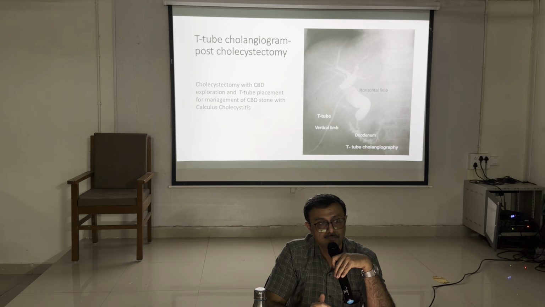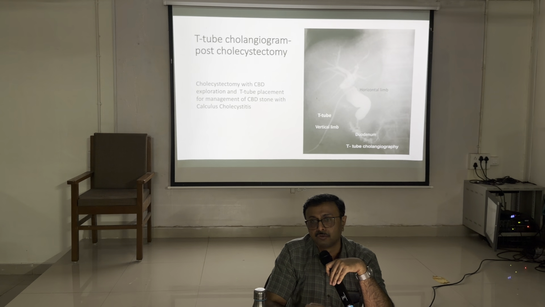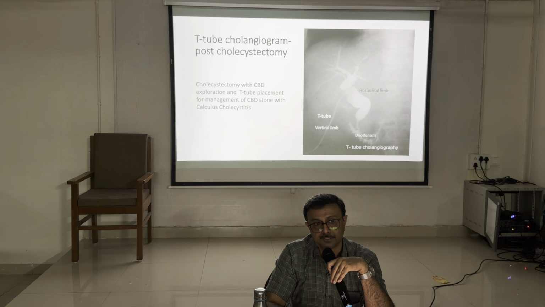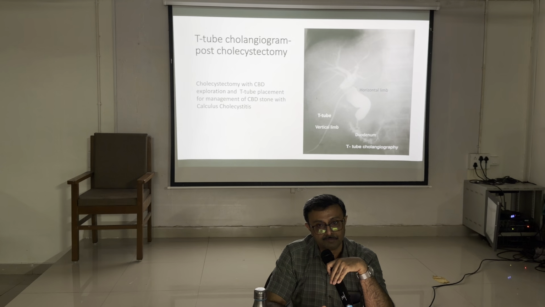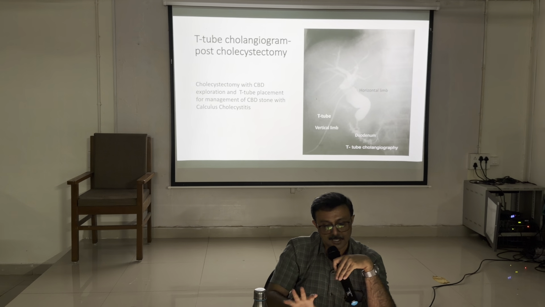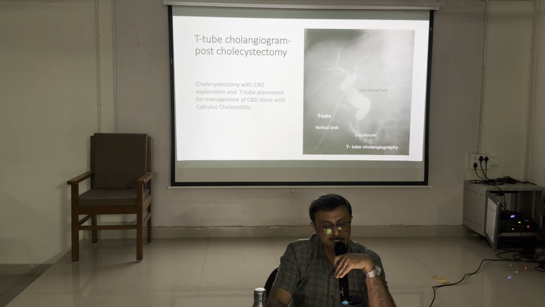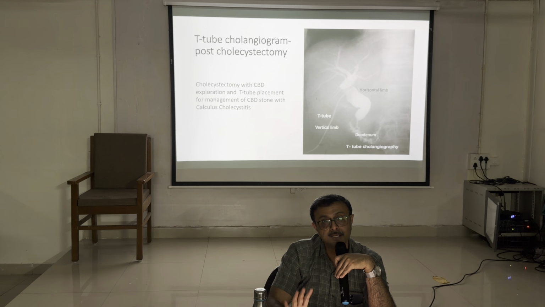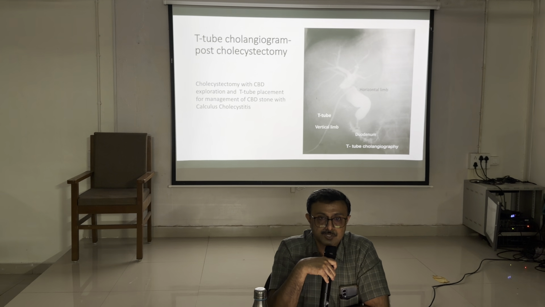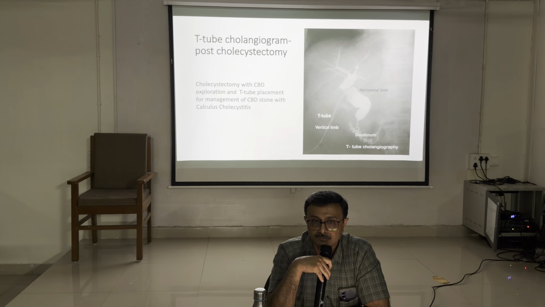T-tube cholangiography. Previously it was routine practice: when we do CBD exploration, removal of the stone and placement of a T-tube, the T-tube is removed after T-tube cholangiography. We inject the dye and see the dye passing into the duodenum without any filling defect. Here, as you can see, the CBD is dilated but the dye is passing into the duodenum, so there is no distal obstruction. Then we can remove the T-tube. How will you remove the T-tube?